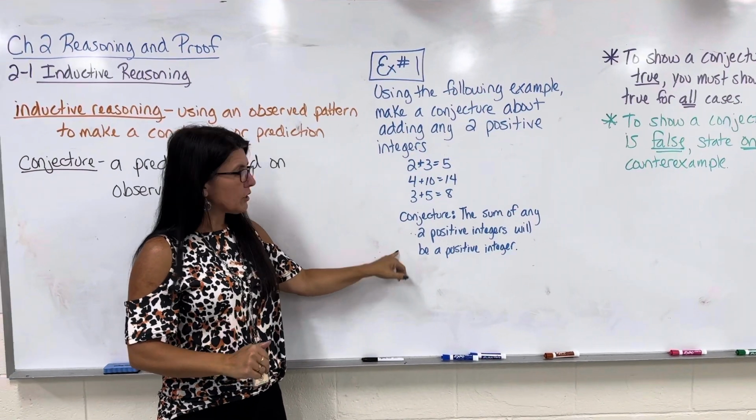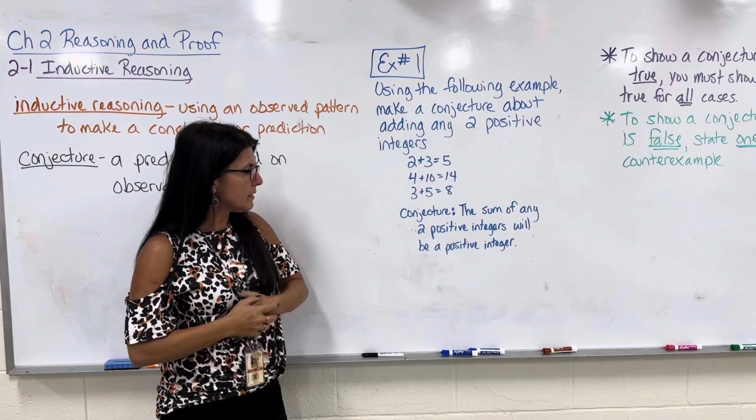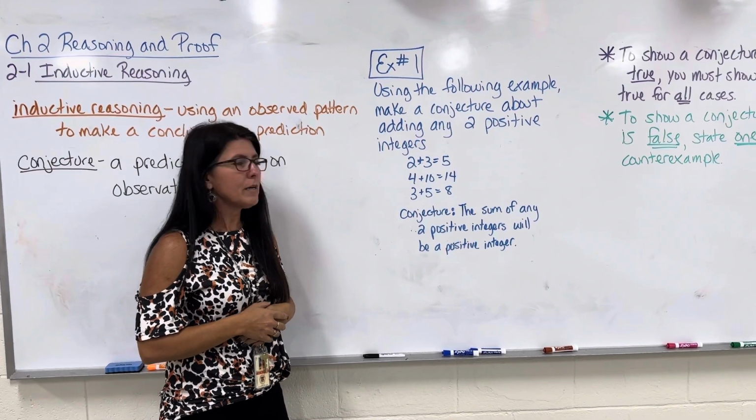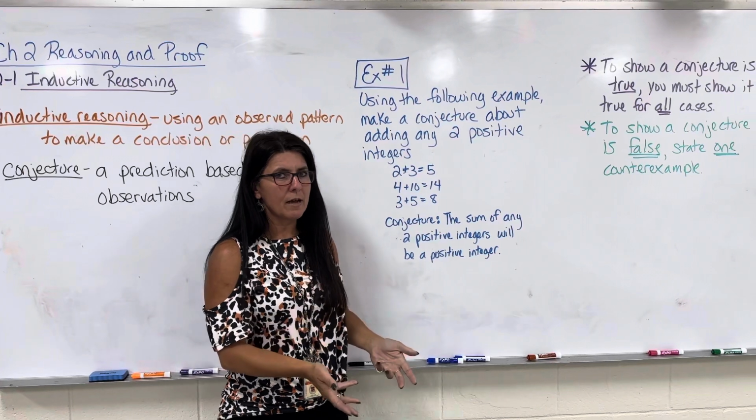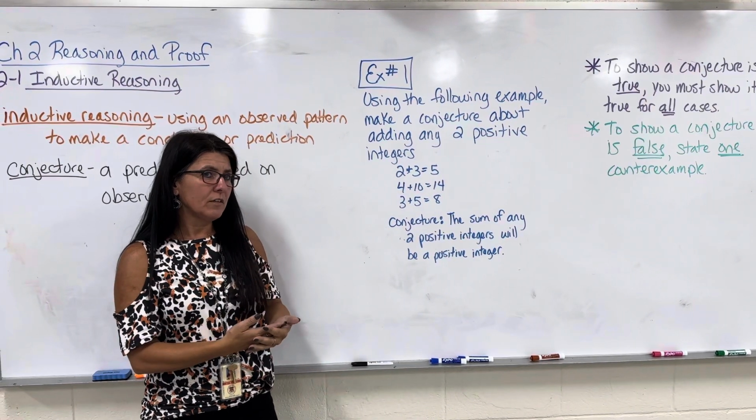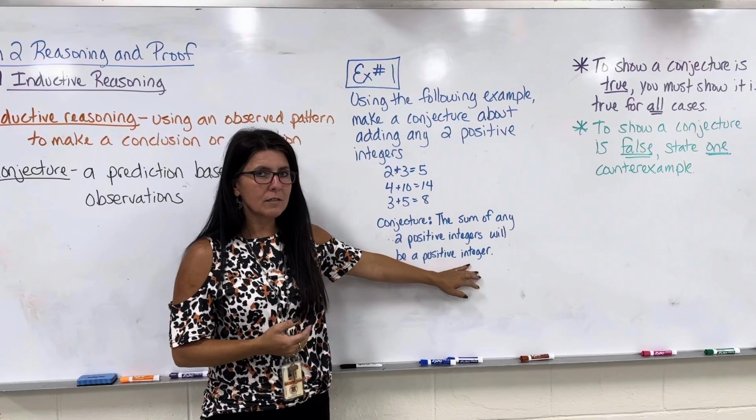Well, my conjecture using this example is that the sum of any two positive integers will be a positive integer. So I'm using this example to say what's going to happen next time. The next time I add two positive integers, I'm expecting to get a positive integer as an answer.